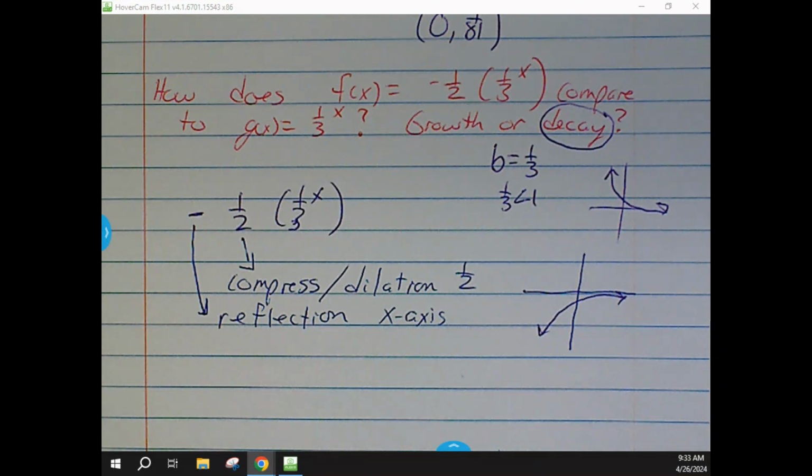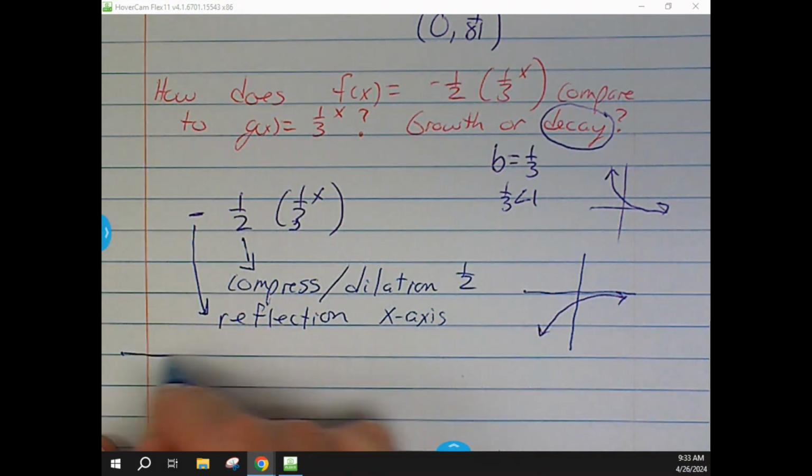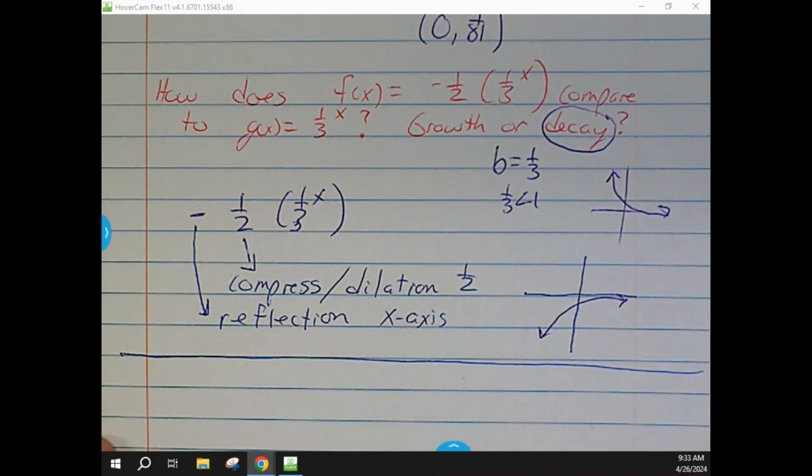All right, one more of this one. Again, not going to graph this one. We're just going to name what all happens to it here. Actually, I'm going to run out of room here, so let's go to the next page.